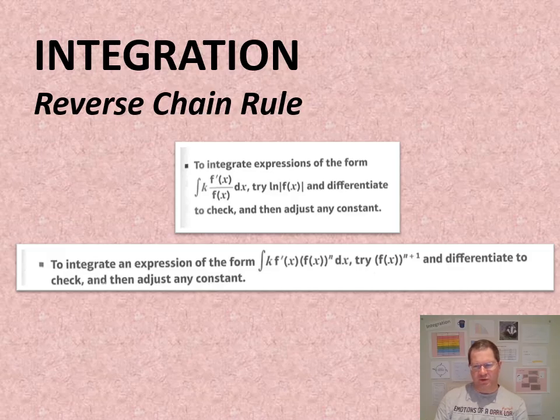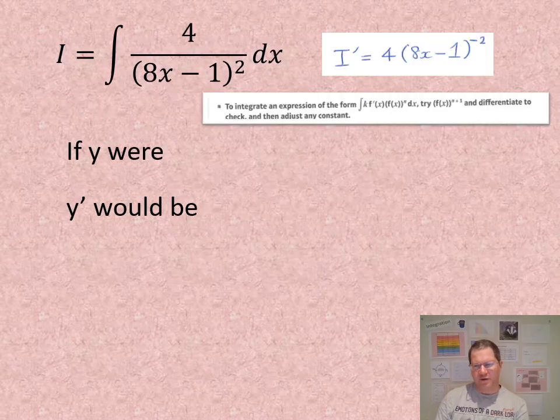I'm going to look at two examples of the second one and one of the first. So for our first example, we've been asked to integrate 4 over 8x minus 1 squared. So if I is the integral of that, I'm going to call the actual thing, 4 over 8x minus 1 squared, I dash. And it is of the form k f dash x f of x to the power of n. n is minus 2, and the f of x is 8x minus 1.